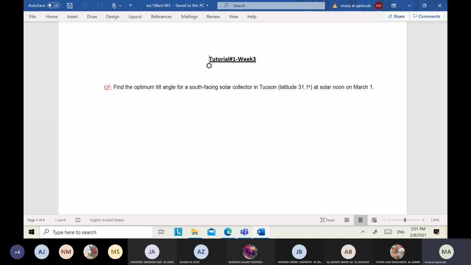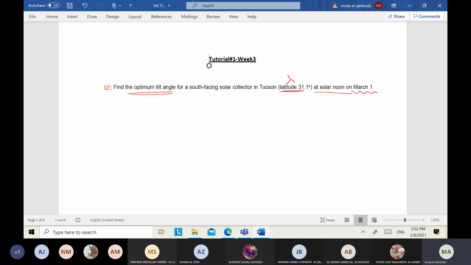Okay, so the question asks us to find the optimum tilt angle for the solar collector, that means a PV solar cell, south facing in Texas, given latitude angle equal to 31.1 at solar noon, t equal 12 at noon. For the given data, the symbol of the latitude angle we saw before in question number 4, latitude angle lambda, at solar noon, t equal 12, given date the 1st of March. Now we are asked to find the optimum tilt angle.